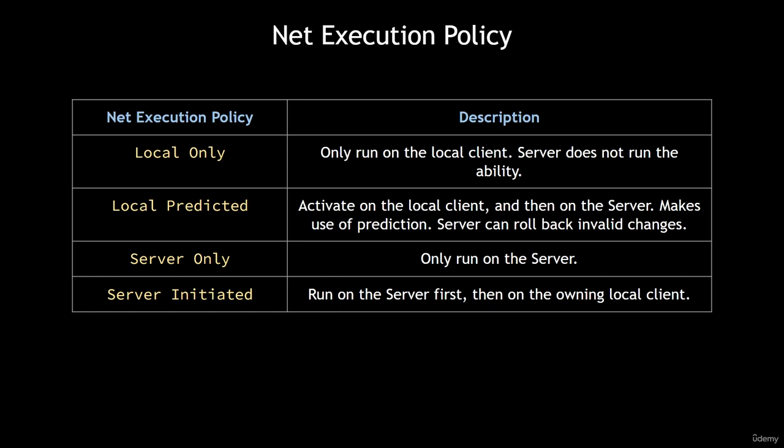Local predicted, however, is activated locally on the client and then on the server. So it takes some time to travel up to the server, but we're making use of prediction here. The server is capable of rolling back invalid changes, much like prediction is handled with gameplay effects. So this is nice because we can activate an ability and perform things locally on the client without having to wait for confirmation from the server. So in high lag situations, we won't really feel that lag.